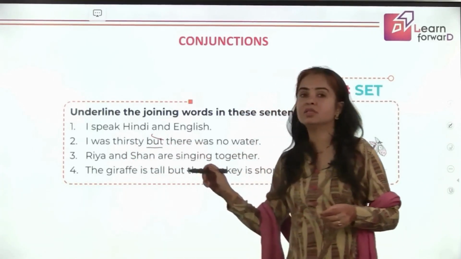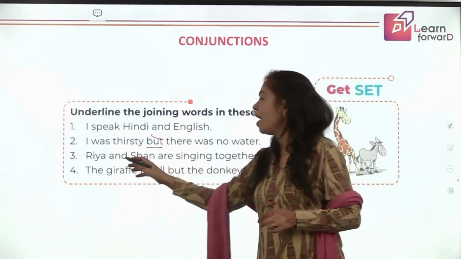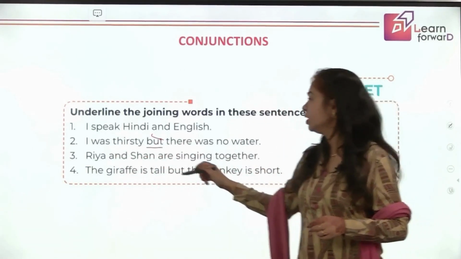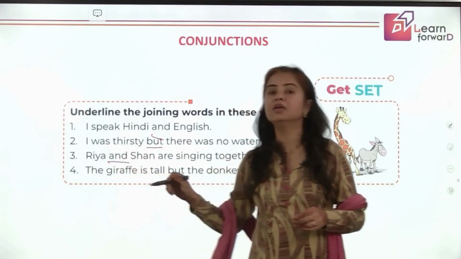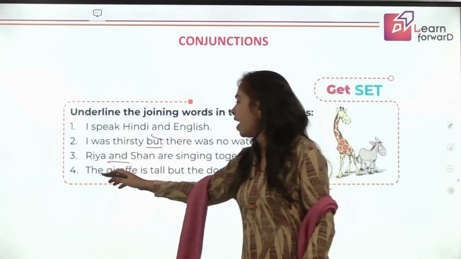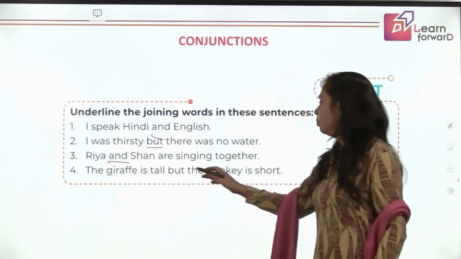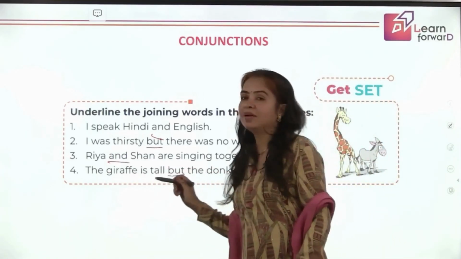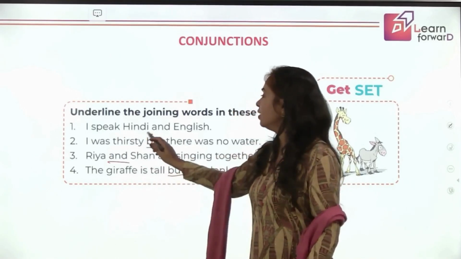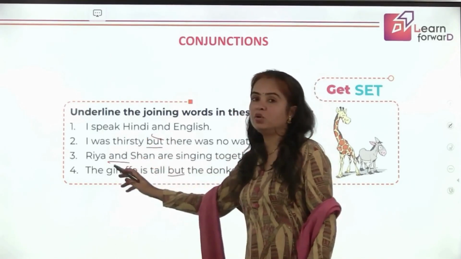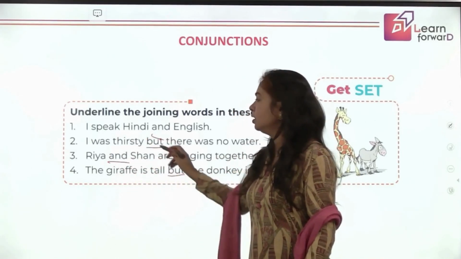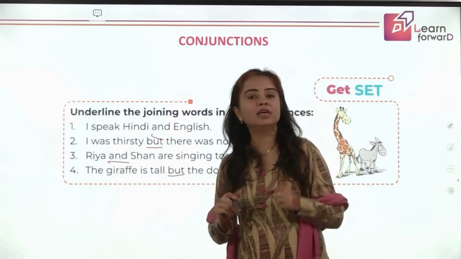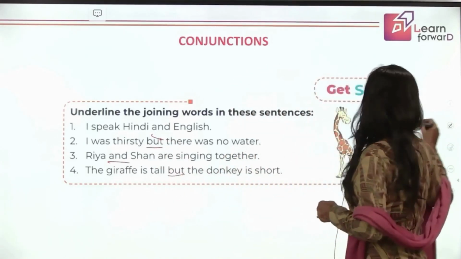So this is another conjunction. Ria and Shan are singing together. Yes, and is another conjunction here. The giraffe is tall, but the donkey is short. Yes, again you have but as the conjunction here. So here and is joining two words, and in these two sentences but is joining two sentences. So they are the joining words, they are called conjunctions.